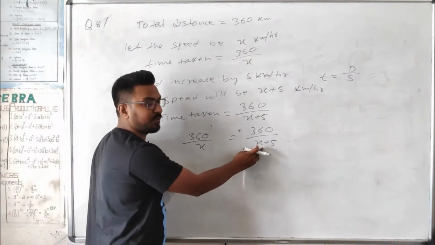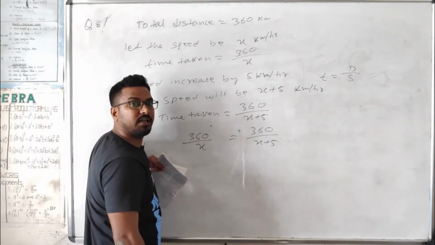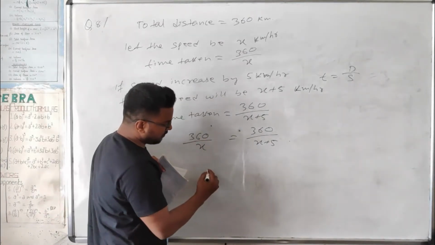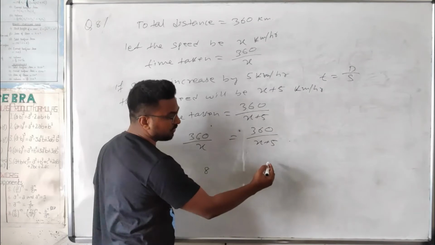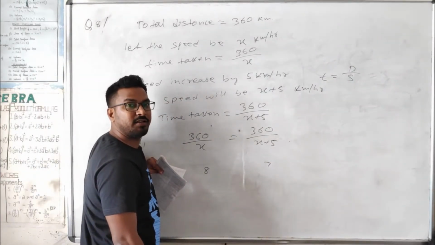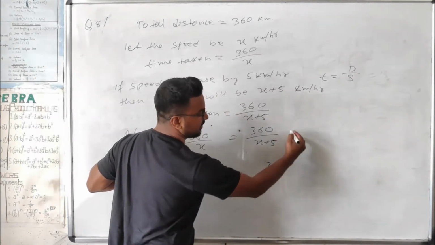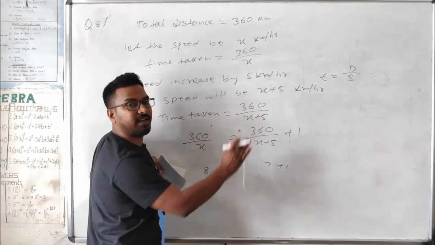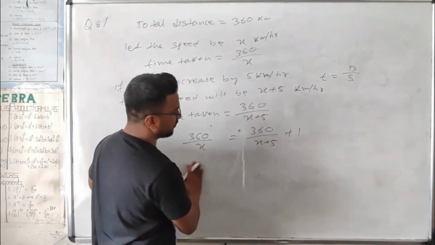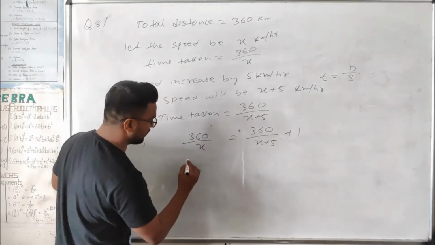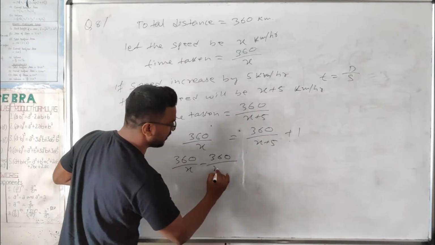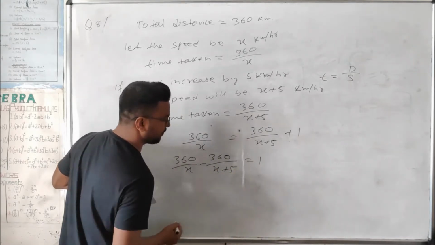Now when the speed is increased by 5 km per hour, it will take less time, right? So suppose initially it took 8 hours, now it will take 1 hour less, meaning 7 hours. So where we have less, we have to add 1, so plus 1 we'll add on the right hand side, then it will be equal. Next, bring this one to the left hand side. So this will become 360 by x minus 360 by x plus 5 equals 1.